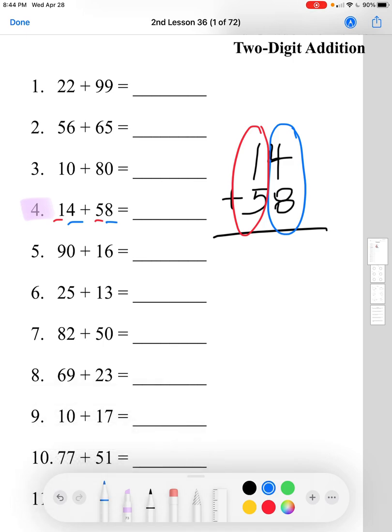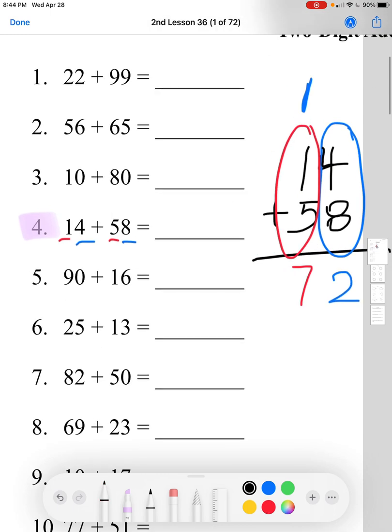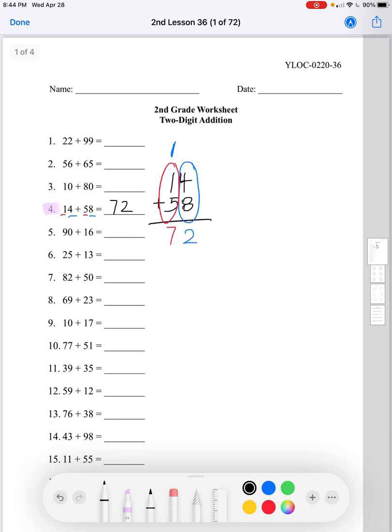So let's start with the 1's place. We have 4 plus 8, which is 12. Now we'll regroup that 10 into the 10's place. Now we have 1 plus 1, which equals 2. 2 plus 5 equals 7. So 14 plus 58 equals 72. So that's basically what you'll be doing for this page.